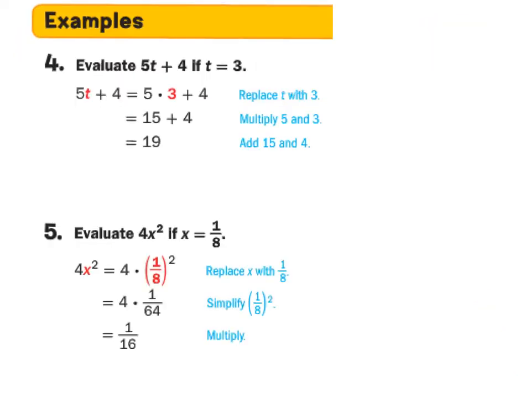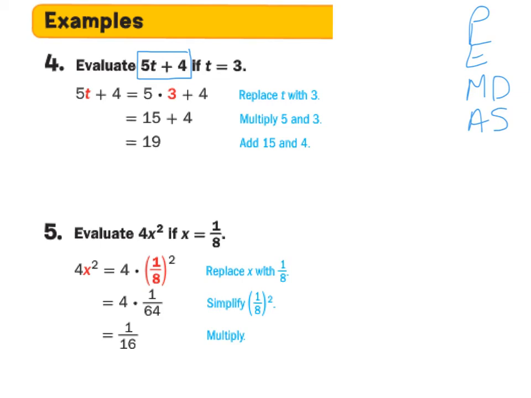So now we're going to start adding in a little bit more each step. Take a look. They would like us to evaluate 5t plus 4. Now this is where we had to bring in that PEMDAS. Remember, parentheses first, and then exponents, then multiplication and division in order from left to right, and then we can add or subtract in order from left to right.